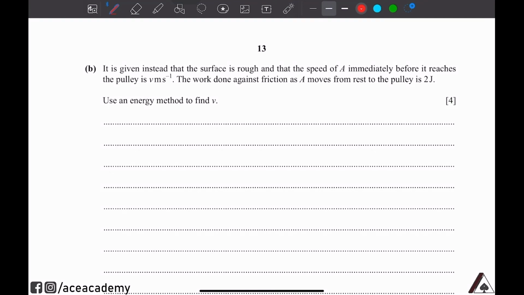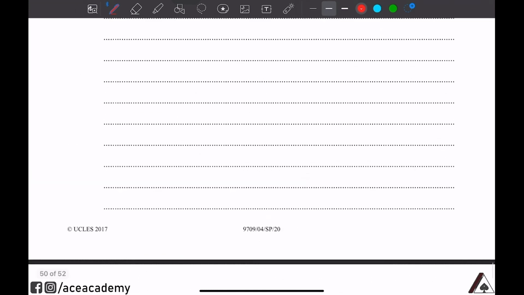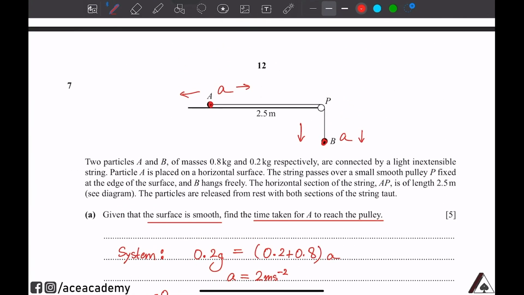They're saying it is given that instead the surface is rough and that the speed of A immediately before it reaches the pulley is v. The work done against friction as A moves from rest to the pulley is 2 joules. Use an energy method. Whenever they want us to use an energy method to find anything in mechanics, you always have to take into account the potential energy and the kinetic energy. So what we see is the distance moved by A, which is from here to here, that's 2.5, is going to be the same distance moved by B from here to here, which is also going to be 2.5 meters. That way, we can calculate the potential energy loss of B.